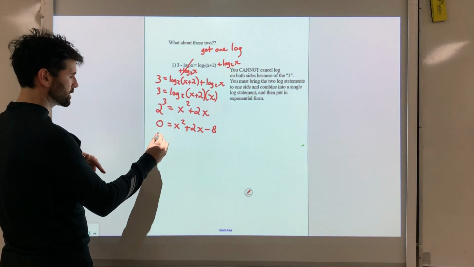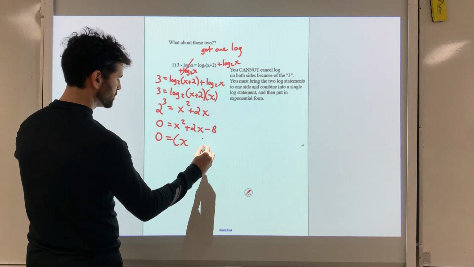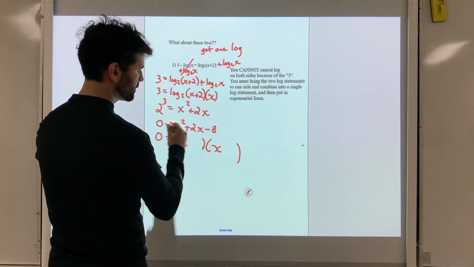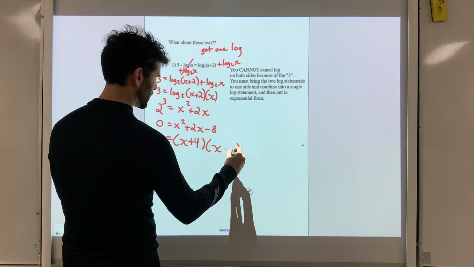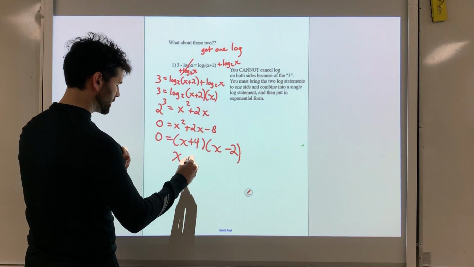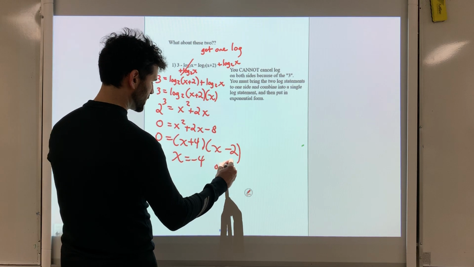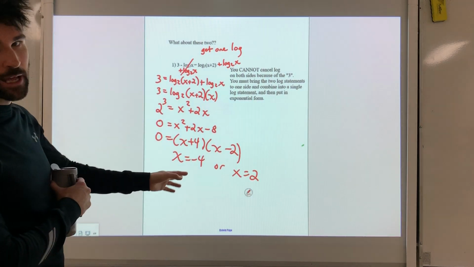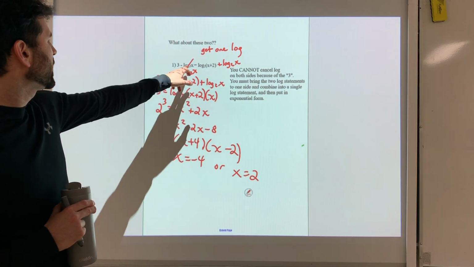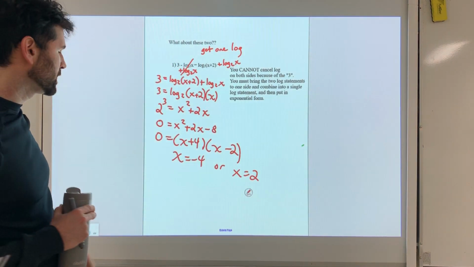And I can factor that, easy peasy, lemon squeezy. Two numbers that multiply to -8 but add to +2. That's going to be +4 and -2. I'm going to get x equals -4 on that side. Over here, I'm going to get x equals 2. Double check and see if you're going to get a negative argument. So when I plug in -4 for that x, that's going to give me a negative argument.